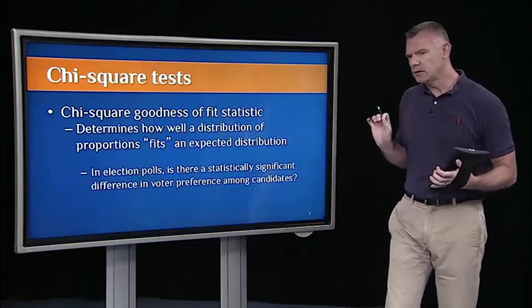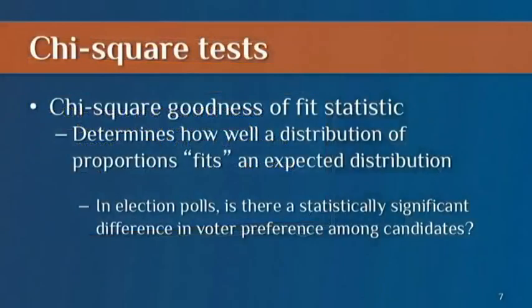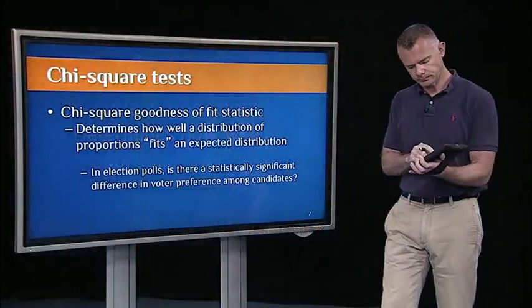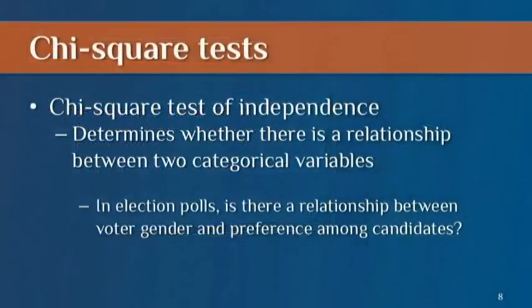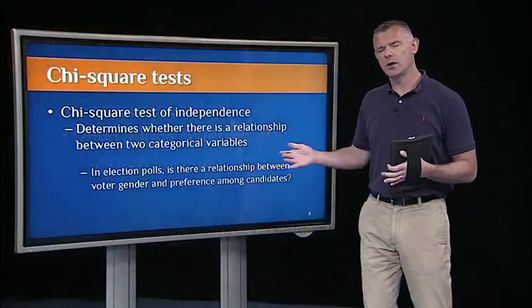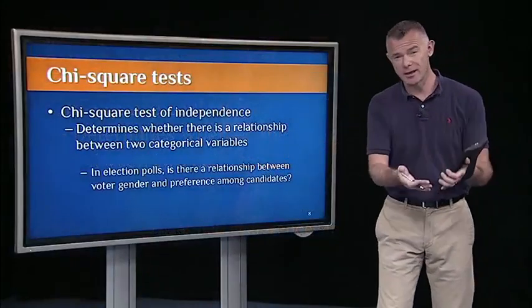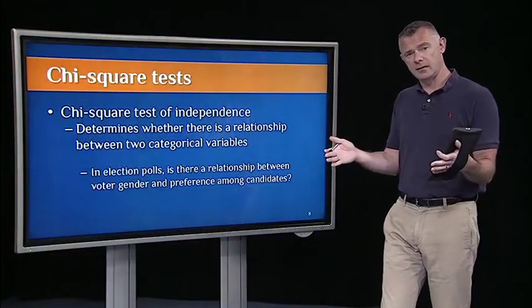The chi-square goodness of fit statistic determines how well a distribution of proportions fits an expected distribution. So in election polls, is there a statistically significant difference in voter preference across the candidates? The chi-square test of independence determines whether there's a relationship between two categorical variables. It determines if there's a contingency, and you'll hear the phrase contingency table. So in the election example, we could look at whether there's a relationship between the gender of the voter and the candidate that they prefer.